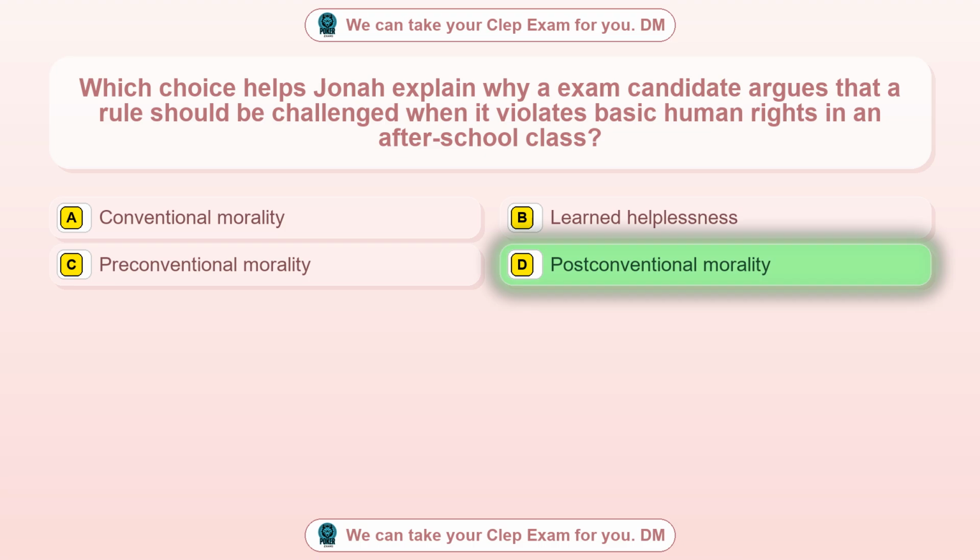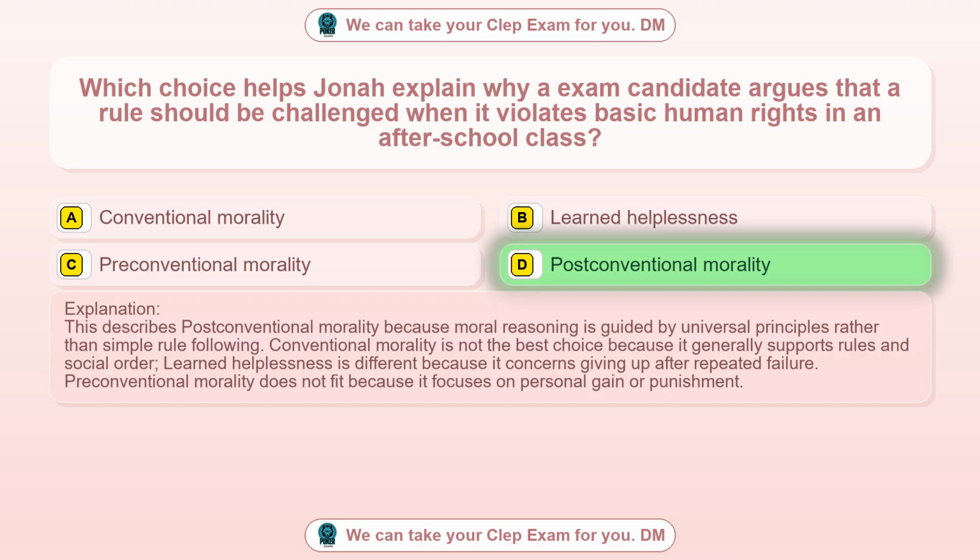Post-conventional morality. This describes post-conventional morality because moral reasoning is guided by universal principles rather than simple rule following. Conventional morality is not the best choice because it generally supports rules and social order. Learned helplessness is different because it concerns giving up after repeated failure. Pre-conventional morality does not fit because it focuses on personal gain or punishment.